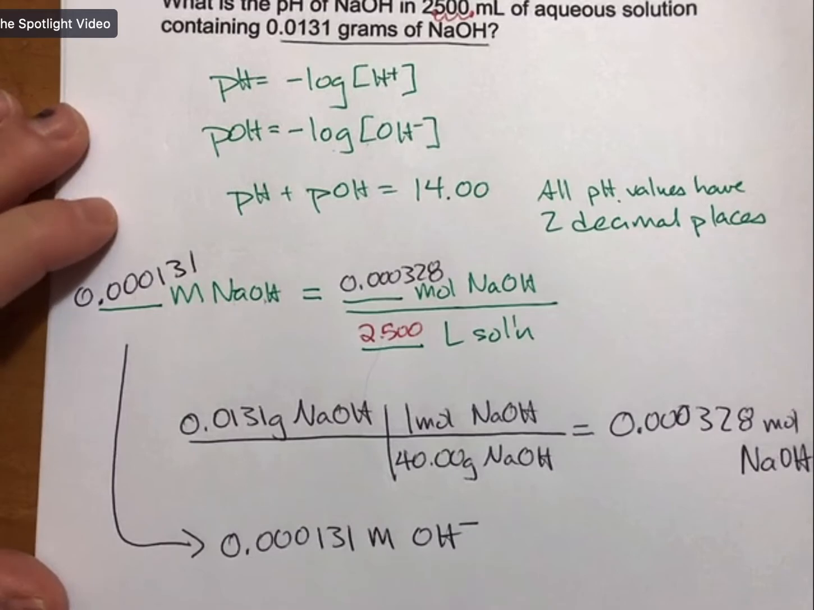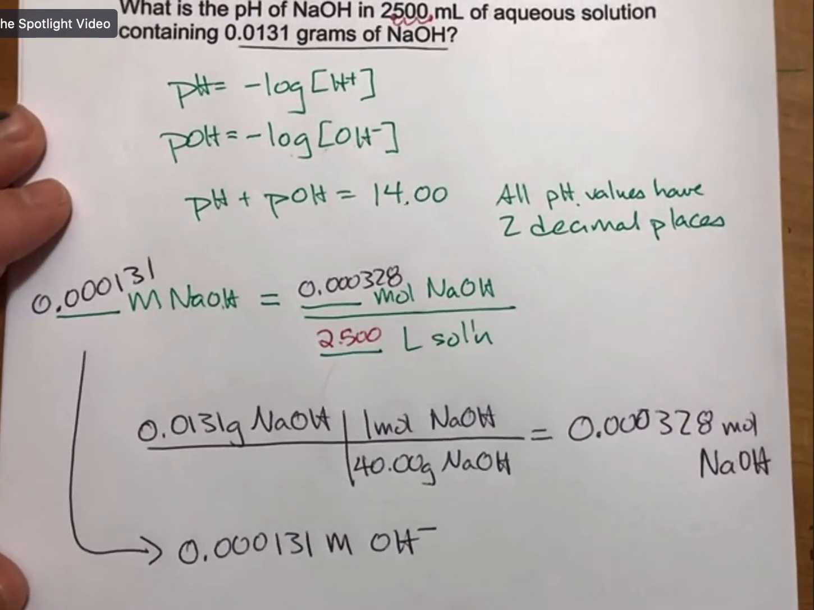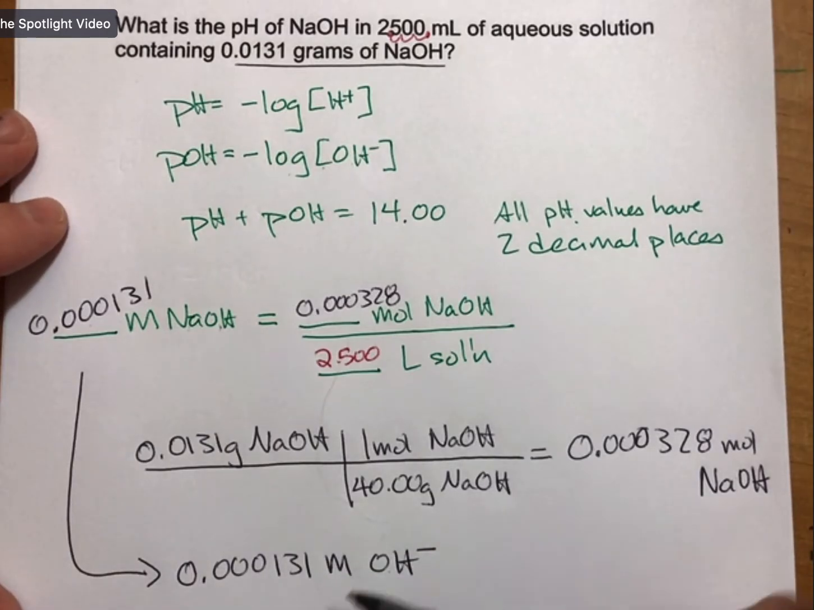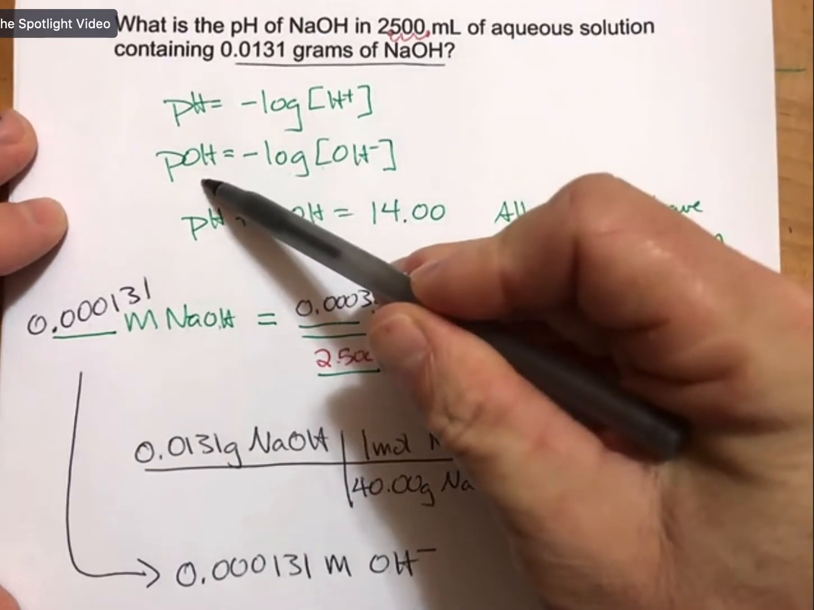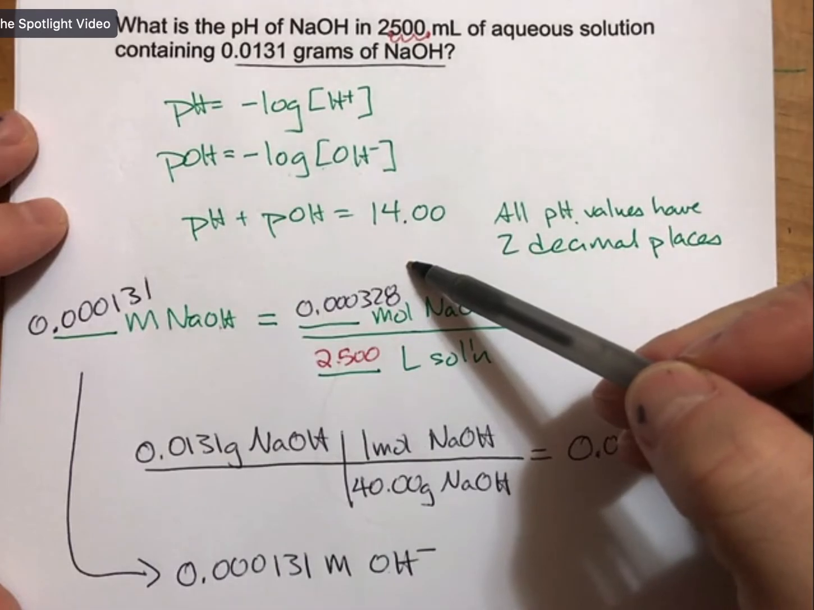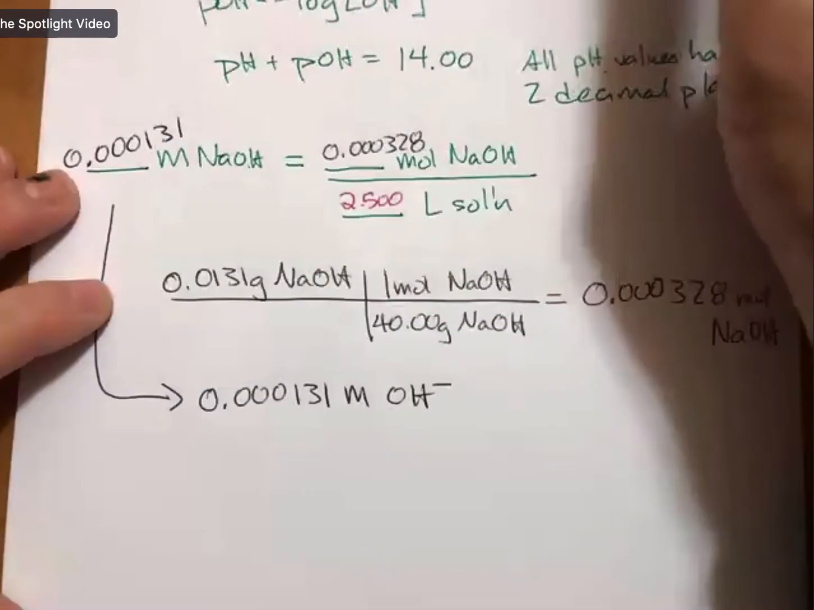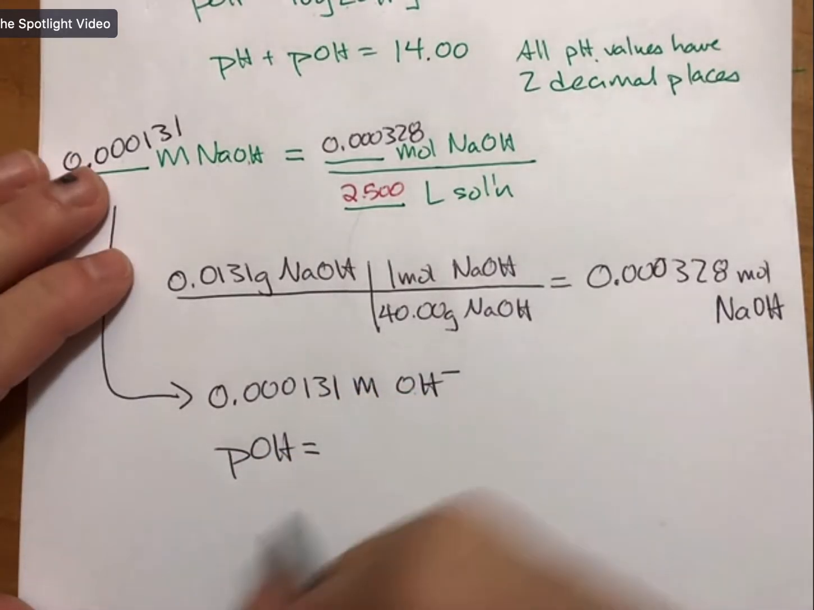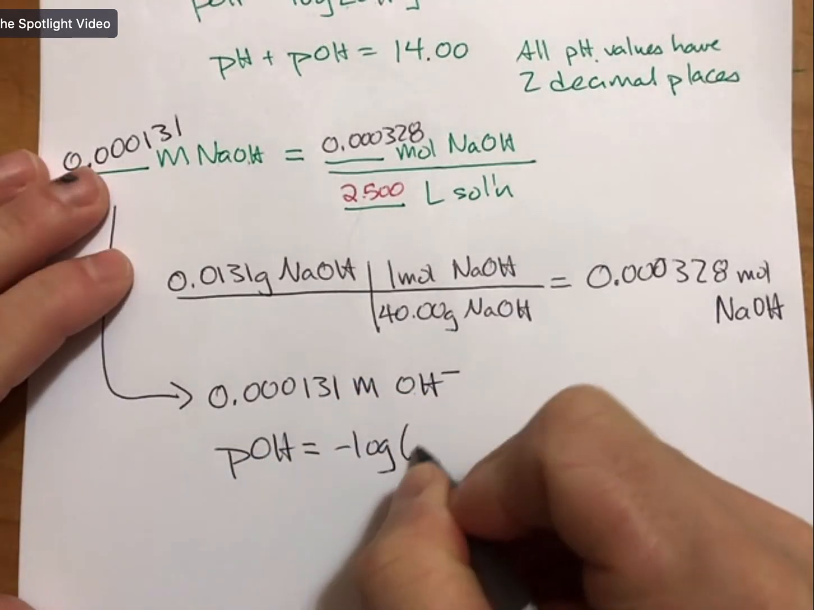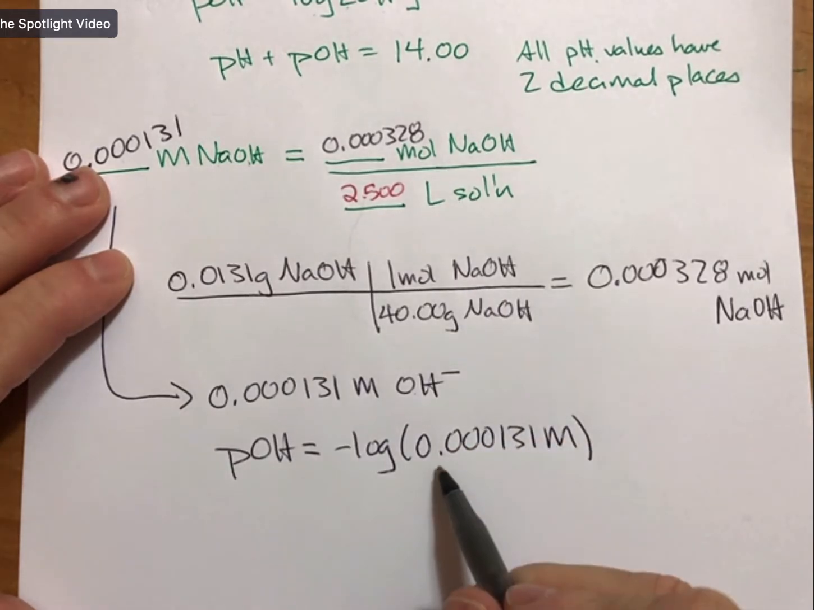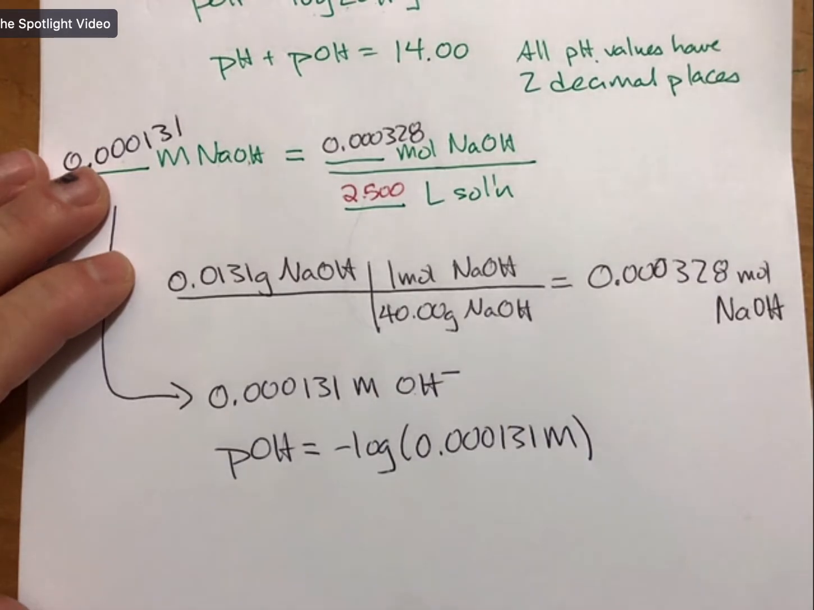Any questions about that? Okay. Because now if I have my concentration of hydroxide in molarity, I can plug that in to find my pOH, and then use this equation here to find pH. My pOH is going to equal negative log of my 0.0131.